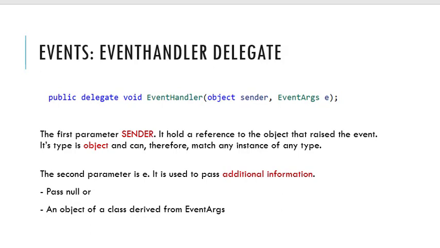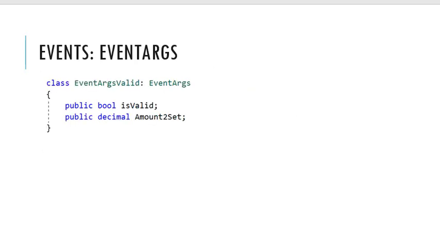Let's start transforming the previous example. The first thing, I have created the EventArgsValid class. It is extended from the EventArgs class. It has two properties. The IsValid property will be used to return a value back to the publisher. The AmountToSet property is used to send a value to the subscriber.